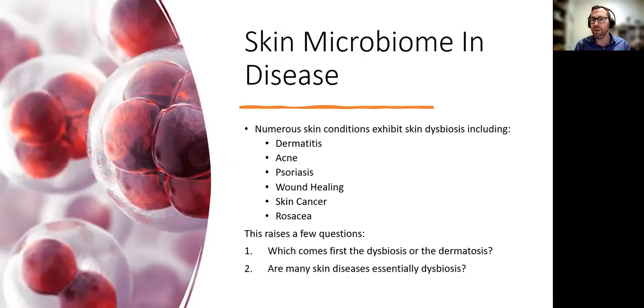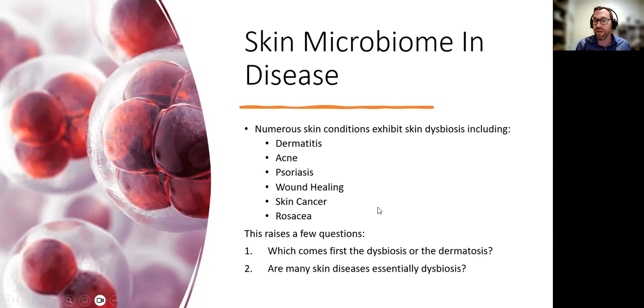So the skin microbiome and disease, if we think about the most common skin conditions, which, by the way, do have a wound component to it: dermatitis, acne, and psoriasis, rosacea as well. There's a wound component. Skin cancer, less so, depending on the type of cancer. But what we know is that the microbiome becomes dysbiotic. It changes in its function. It changes in its composition with all of these particular skin conditions. So it raises a few questions. And the first question is, which comes first? Is it the dysbiosis or the dermatosis?